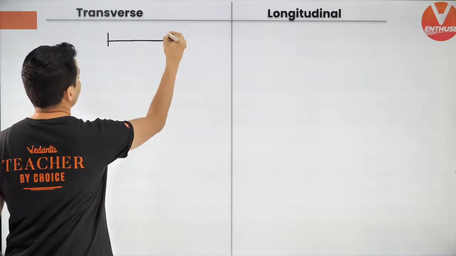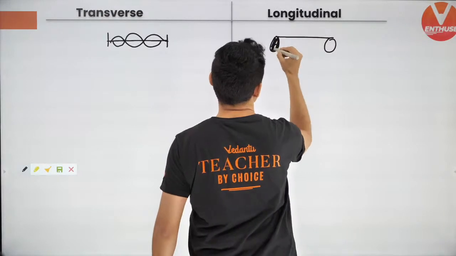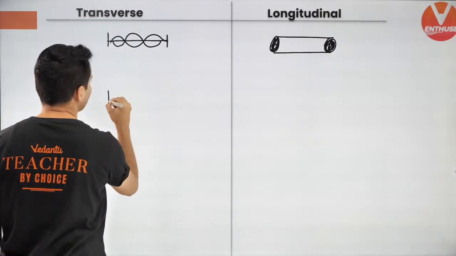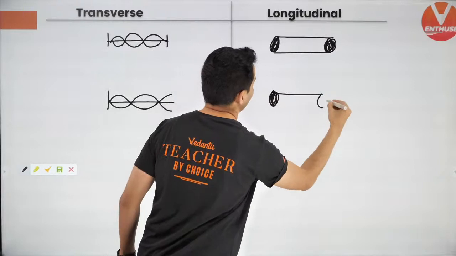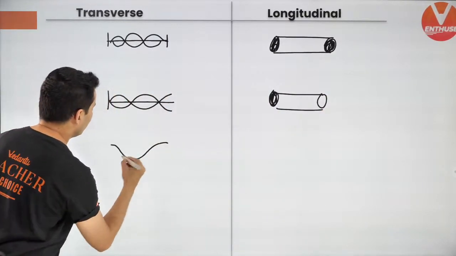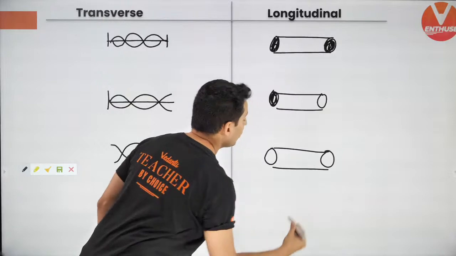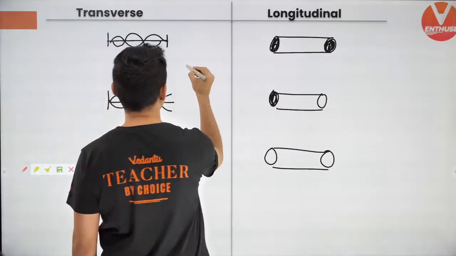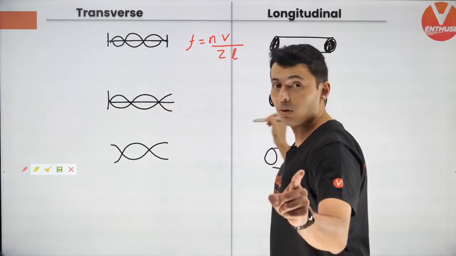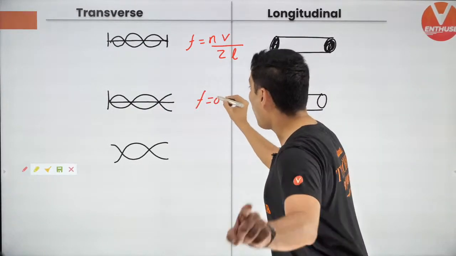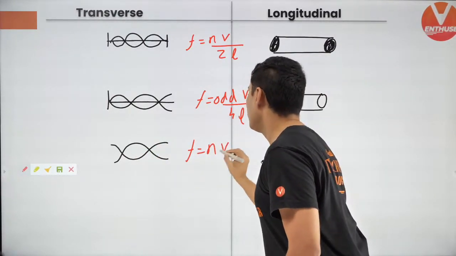Okay, so a string fixed at both ends is the same as a pipe which is closed at both ends. A string fixed at one end is the same as a pipe which is closed at one end and open at the other. And a string which is free at both ends or fixed at none of the ends is the same as a pipe which is open at both ends. And the formulas for both of them are similar. So for fixed at both ends, the formula is NV by 2L. For fixed-free or closed-open, the formula is odd times V by 4L. And when both ends are open or free, then the formula is NV by 2L.